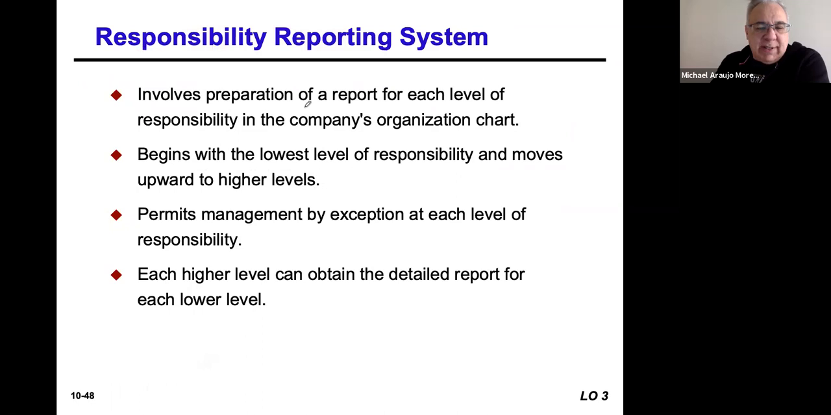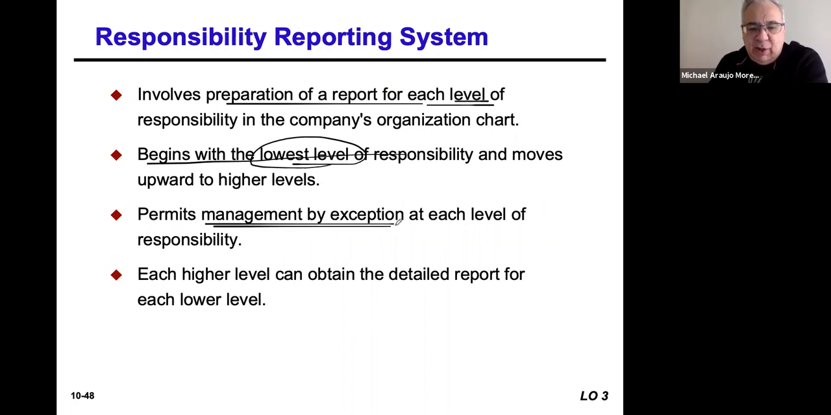So how that works is there has to be a report that's prepared for every level of the management chain, in essence. You always start at the bottom. You start with the lowest level of responsibility, and that moves upward. And you'll see a diagram on this very, very shortly. Okay. It has to allow you to see the exceptions. So you have to list those differences so you can do management by exception at each level of responsibility.